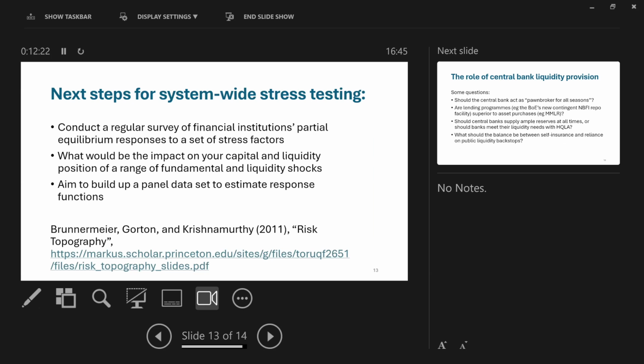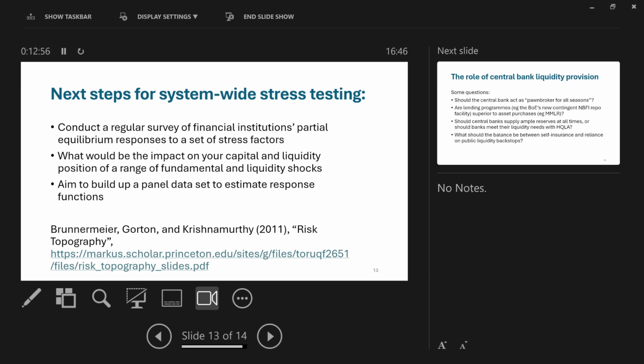In terms of a direction of travel here, I think this is a really useful approach to be taking. What I think the Bank of England will be doing next is basically turning this into a regular survey of how different types of financial institutions react to a set of preset stresses. So not just thinking about one stress scenario, but a whole range of different sizes and types of stresses. That's the sort of panel data set that needs to be built through time.